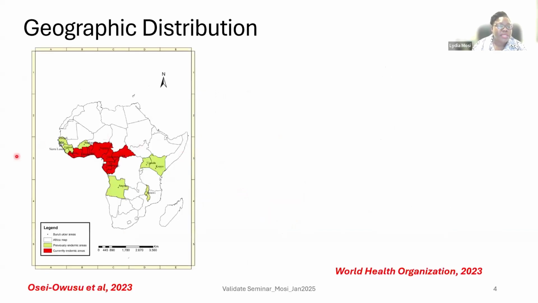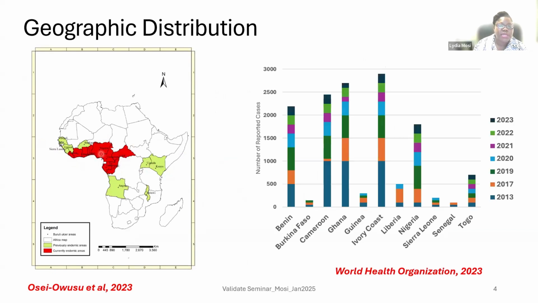When we zoom in closely in Africa, West Africa is primarily affected. The first case of Buruli ulcer on the continent was reported in Uganda, but since then, very few cases have been reported there. However, you have most of the cases being reported in Benin, in Cameroon, in Ghana, and in Cote d'Ivoire. And this graph here is a summative information of cases that have been reported to the WHO between 2013 and 2023.